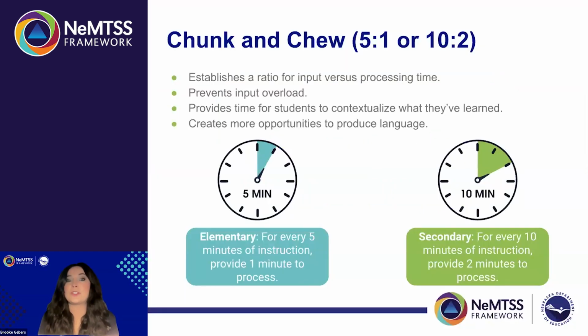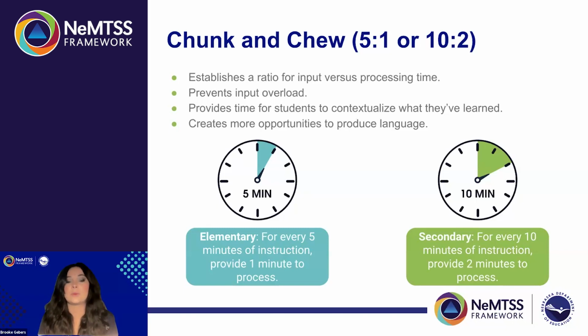The first strategy we want to share is the 10-2 or 5-1 method. It's sometimes called chunk and chew. In this strategy, the teacher speaks or gives instructions for 10 minutes and then gives processing time to discuss for 2 minutes. A recommendation of 5-1 in the elementary is given, and no more than 10 minutes of talking for secondary students. A good rule of thumb is that the person doing the speaking is the one doing the learning. Teachers might consider speaking less and giving opportunities for students to speak more.